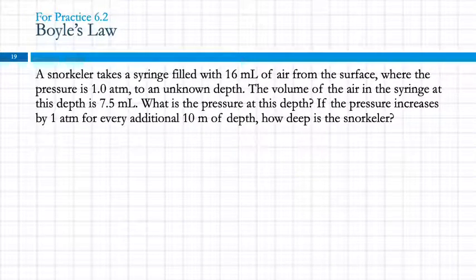So here's an example of a problem we might see, and this one has a lot of words. A snorkeler takes a syringe filled with 16 milliliters of air from the surface where the pressure is 1 atmosphere to an unknown depth. The volume of the air in the syringe at this depth is 7.5 milliliters. What's the pressure at this depth? If the pressure increases by 1 atmosphere for every additional 10 meters of depth, how deep is the snorkeler?